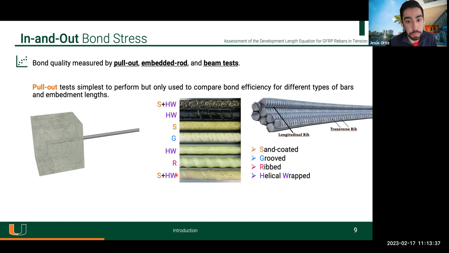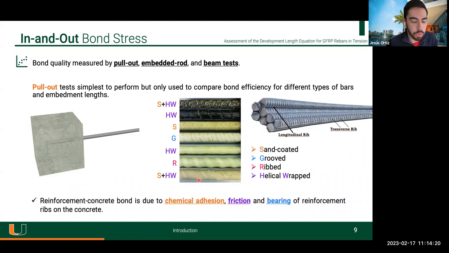Additionally, for FRP rebars, we don't have a standard surface treatment like for steel, where we always have those ribs, which are standardized in the ASTM specification. But for FRP, you could have different types of surface treatments. So to summarize the four categories, we could have sand-coated FRP, we could have grooved, ribbed, or helical wrap surface treatments, and we could even have a mix of them. So we could have a sand-coated rebar plus helically wrapped. So it depends on the manufacturer.